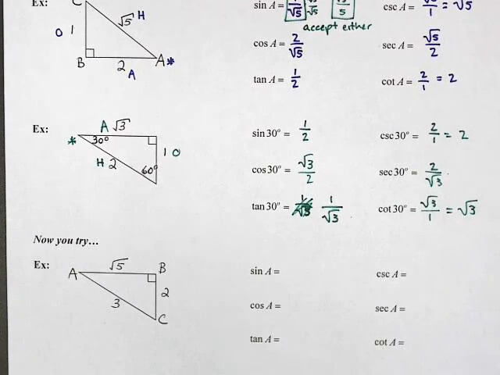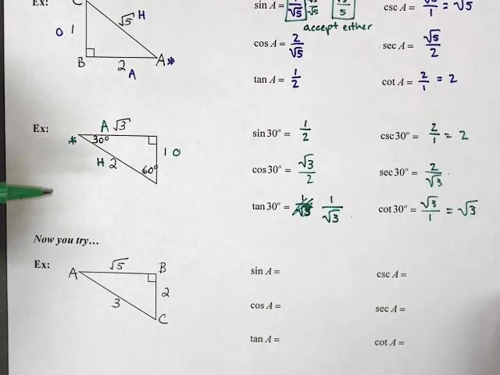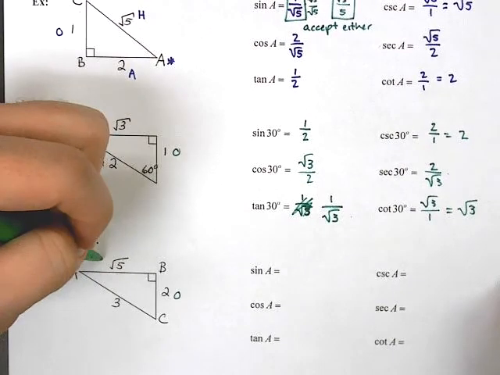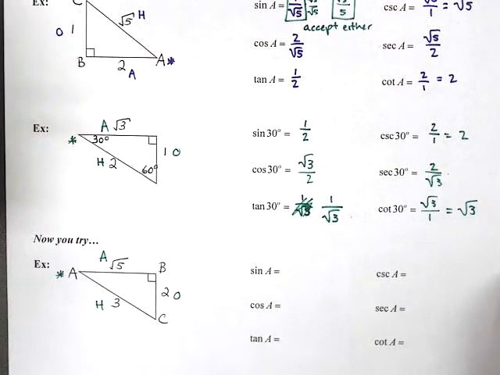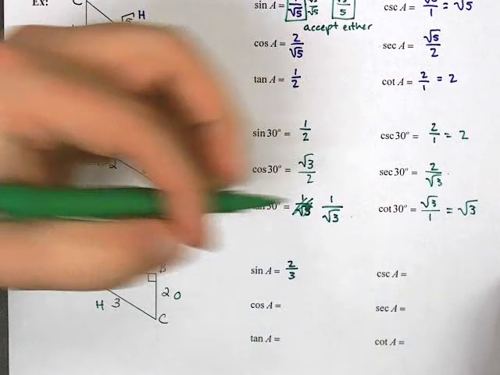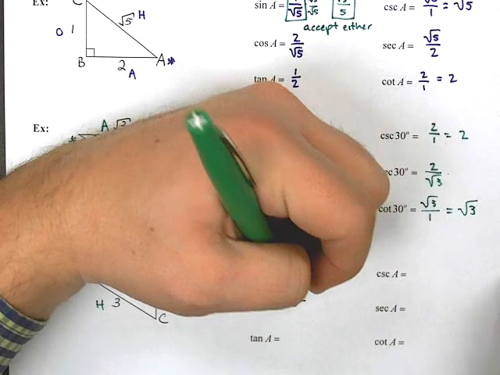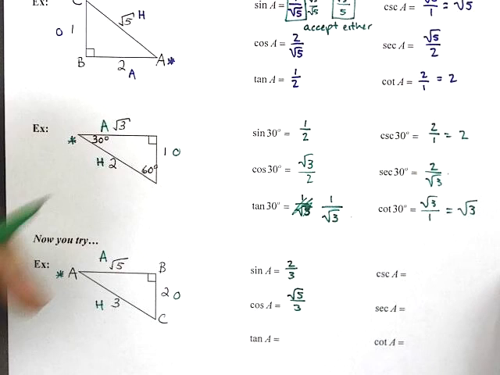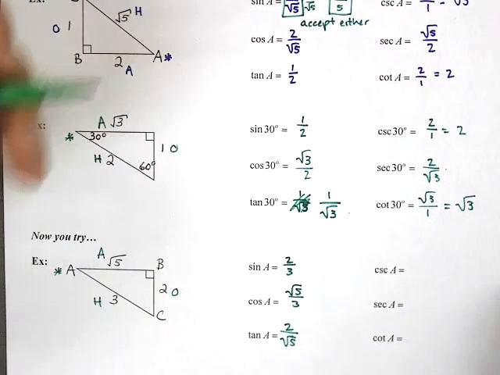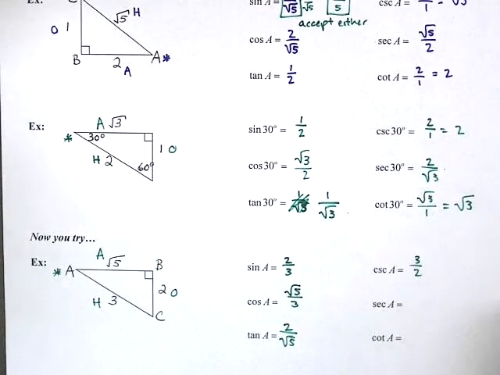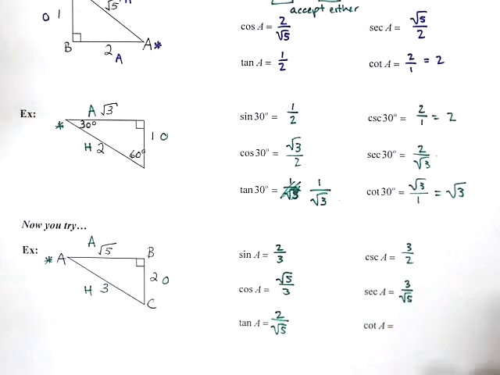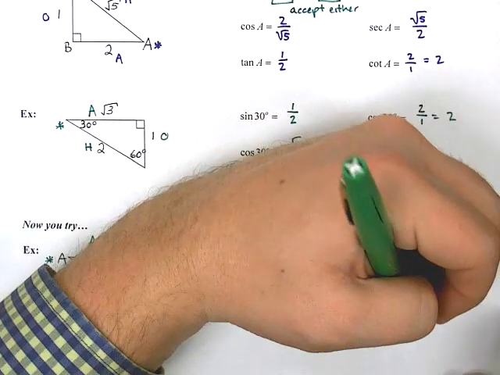All right, last triangle. Let's see here. Talking about angle A, so I star it. Opposite, adjacent, hypotenuse, and here we go. Sine is 2/3. Cosine is adjacent, so root 5 over 3. Tangent, opposite over adjacent, 2 over root 5. And we flip all of them. So 3/2, 3 over root 5, and to finish up, root 5 over 2.